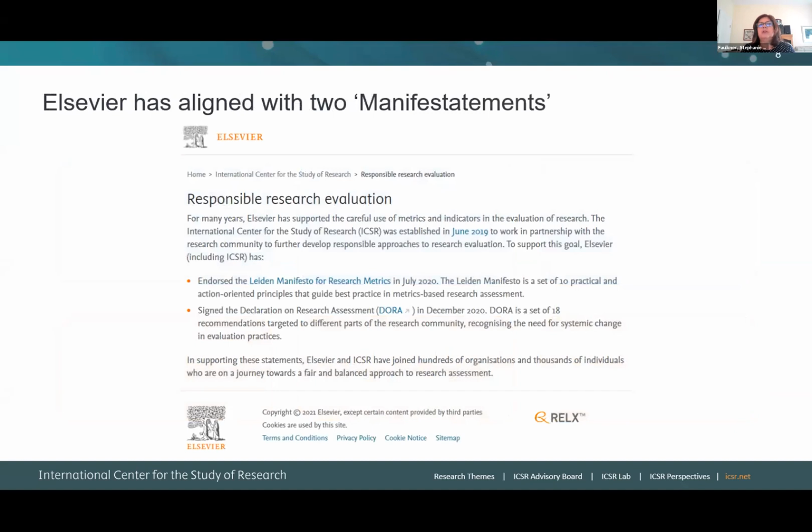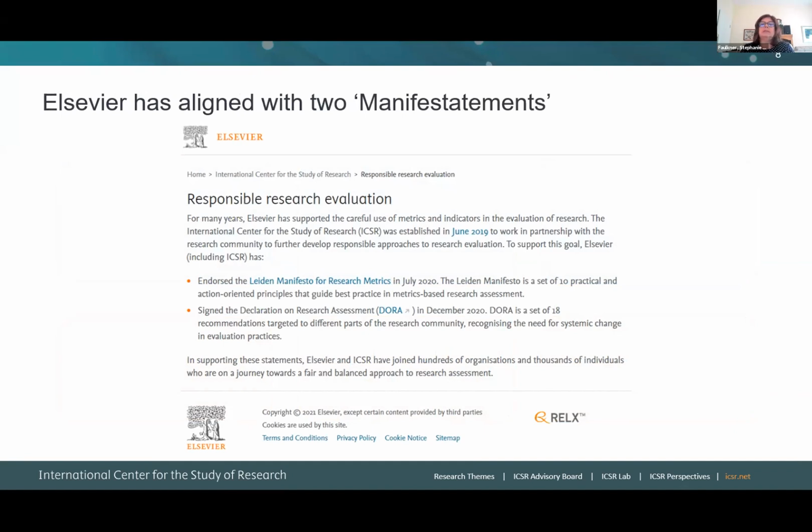So I want to shift gears a little bit and talk about how Elsevier has aligned with two of those manifesto statements. It was on our drumbeat timeline, and what we've actually done to make changes based on these manifesto statements. So this was a press release that we put out on our ICSR website in July of 2020, saying that Elsevier endorsed the Leiden Manifesto. And then in December 2020, we signed DORA.